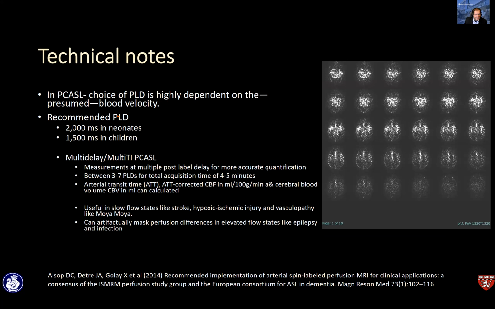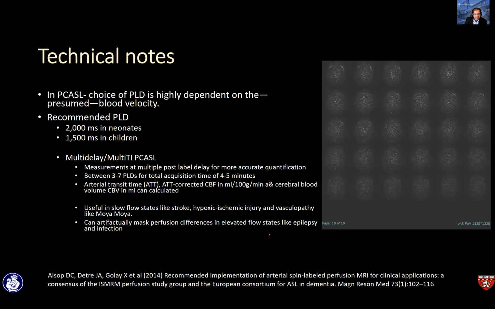The other thing to remember is the post-labeling delay is about 2,000 milliseconds in neonates and 1,500 milliseconds in children. You can also use multi-delay techniques for more accurate quantification, and between 4 and 7 post-labeling delays are available for a 4 to 5 minute acquisition on most of the newer scanners. It's useful in slow flow states like stroke, hypoxemic injury, and vasculopathies like moyamoya. So this is one of the newer techniques that can be used.